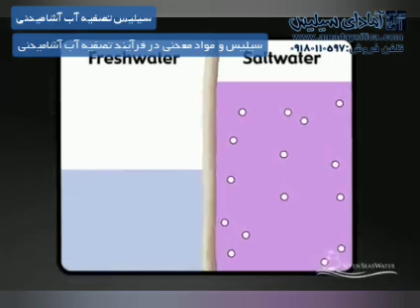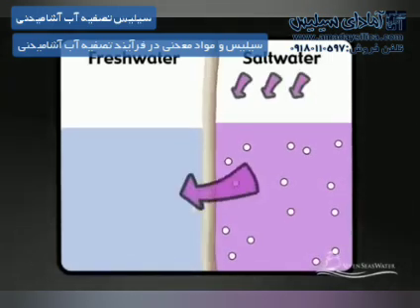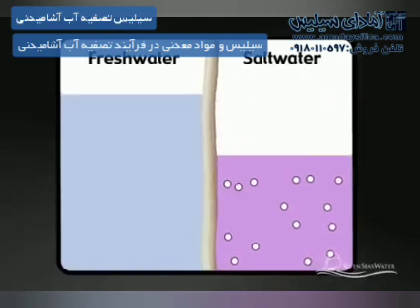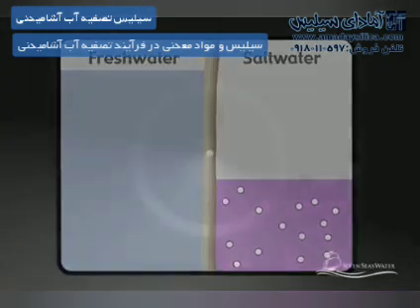Reverse osmosis is when the opposite occurs. By pressurizing the concentrated solution, the seawater, we are able to force water molecules to pass from the salty seawater solution through the membrane to the fresh water.